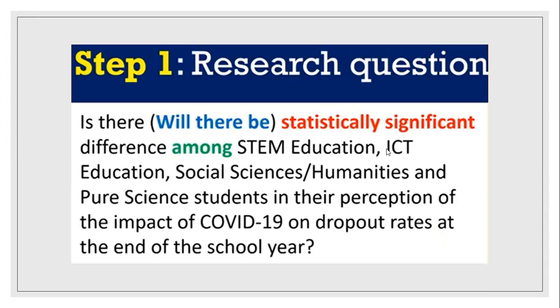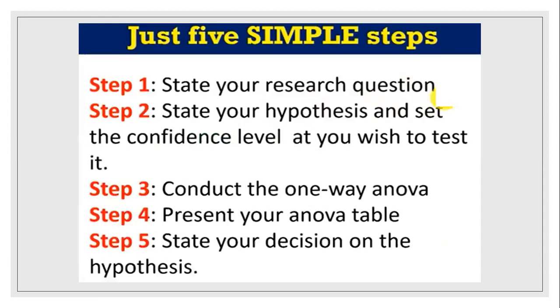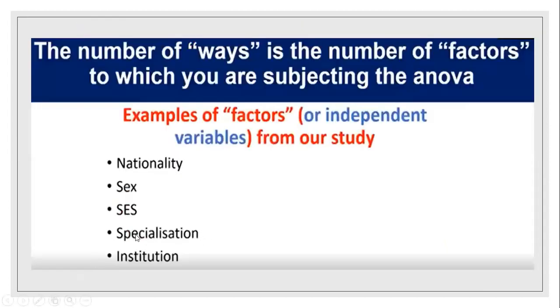This is STEM education group 1, ICT education group 2, social science and humanities group 3, pure science group 4. So I'm looking at the variances within them. Then I'm also looking at the variances between all the groups together at once. And that is what ANOVA is doing for me. I'm using one-way ANOVA because I picked just one factor, and the factor I picked is the specialization. Remember, we said if you pick more than one, that means you are doing two-way. But we are doing one-way now.